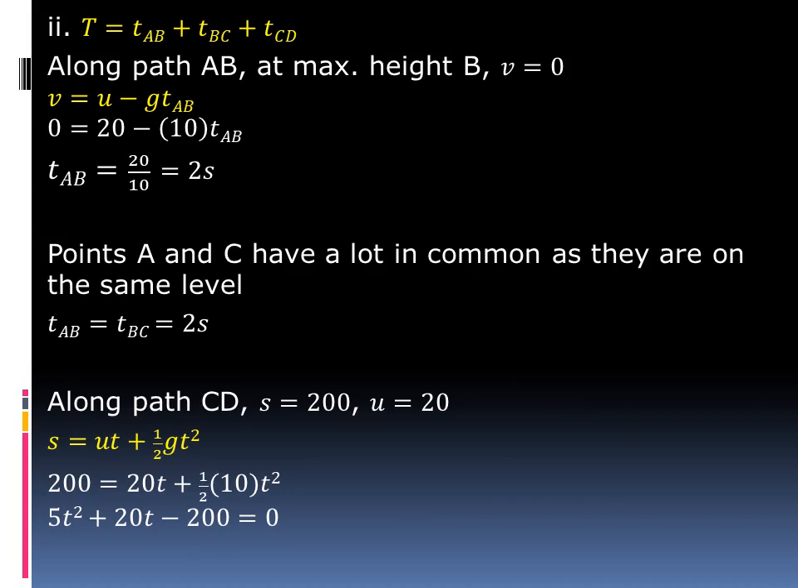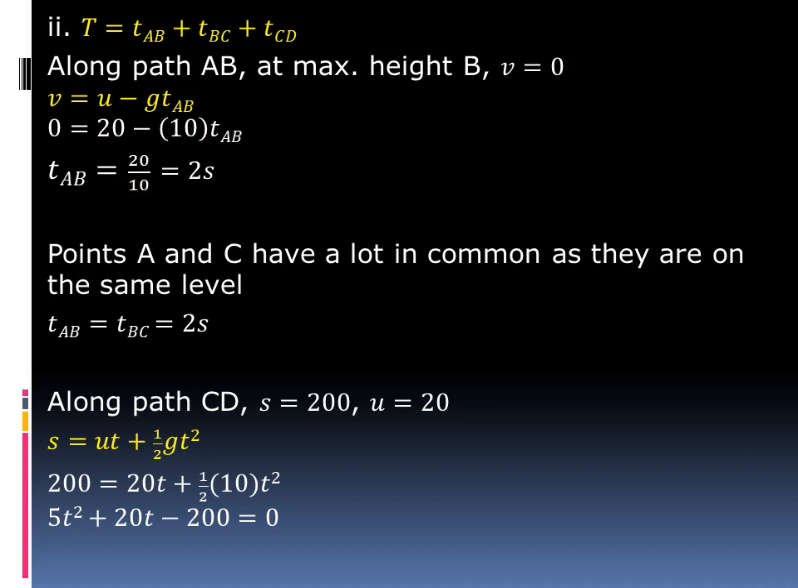Okay, the second part of the question asks us to find the time of flight. In simple terms, it should be the time taken to cover the part AB plus that for BC and that for part CD. Now along the part AB, where B is at the maximum height, we have v equals 0 in the previous slide. So we use the first equation, which is v equals u minus g t subscript AB, to show that we are on that part. Now v is 0, u is 20, g is 10, and the minus sign is for the upward motion for that part. So we rearrange, and you get t AB equals what?